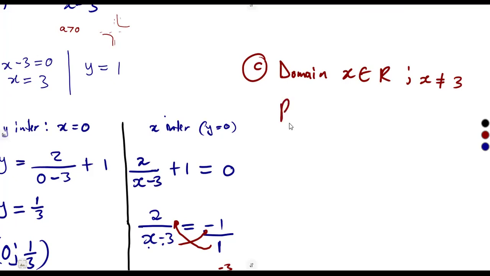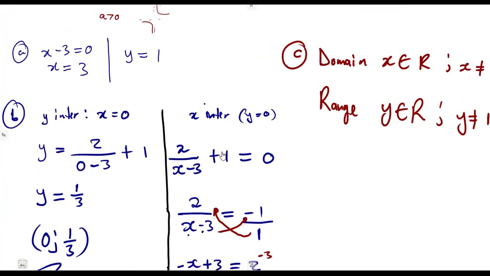Then we move on to the range, referring to the y values, also an element of the real numbers, but these y values cannot be equal to what? It cannot be equal to 1. Y can never be equal to 1 because that's an asymptote that you are given there. So this one is direct.